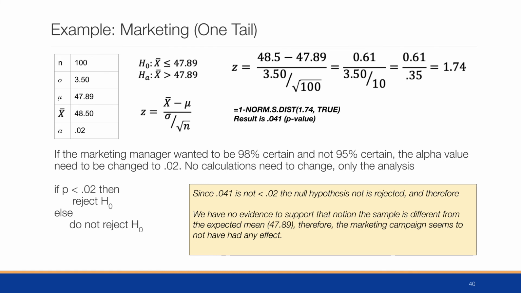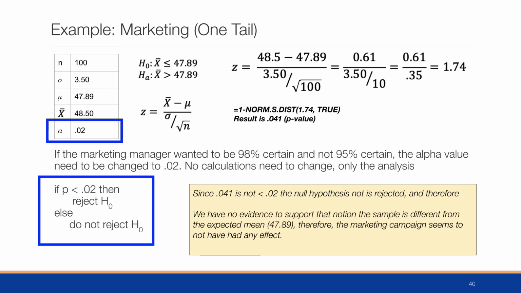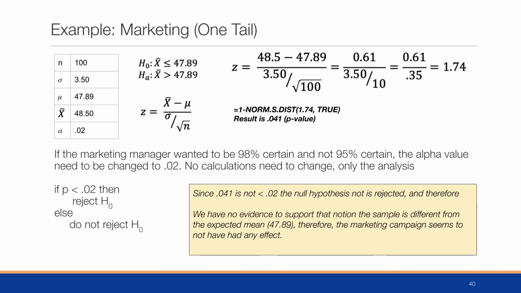Now, what if the marketing manager wanted to be 98% certain and not 95% certain? The alpha value would then just need to be changed to 0.02. No calculations really need to change, only the analysis. Because now instead of p being less than 0.05 for our rejection factor, we're going to do p less than 0.02. Since 0.041 is not less than 0.02, the null hypothesis is not rejected, and therefore we have no evidence to support the notion that the sample is different from the expected mean of 47.89 at a 98% confidence level.